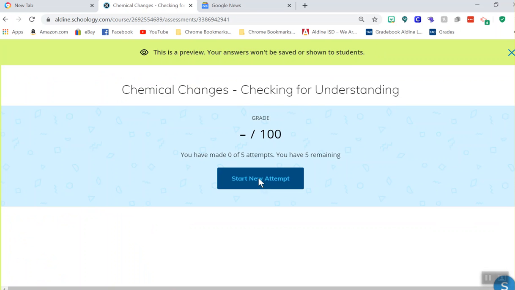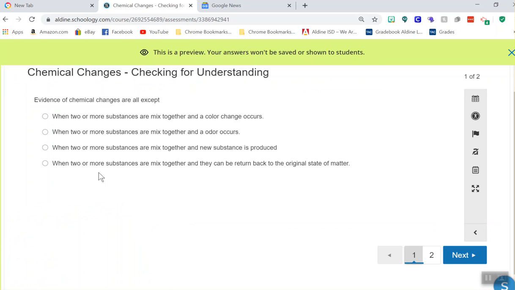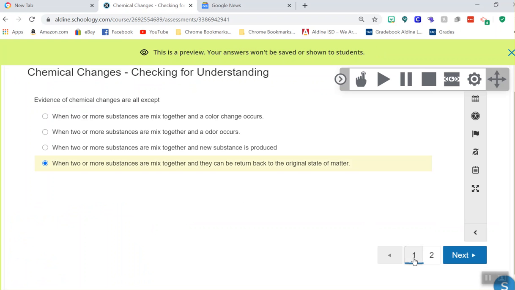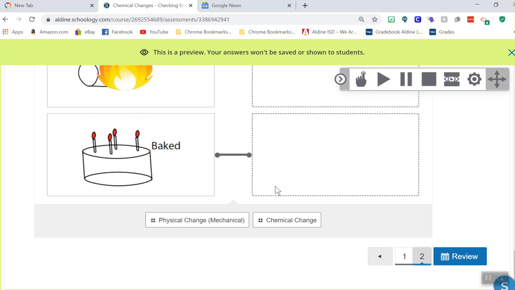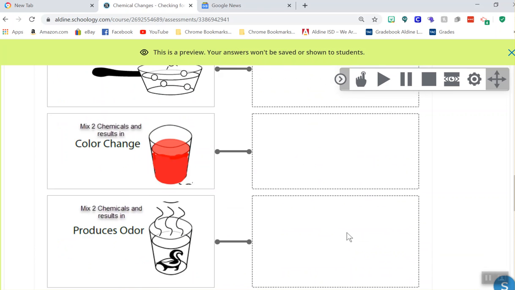I opened the wrong one. Okay, so number 2. All right, so this is a match one. And I actually had an error in this, I just fixed it.